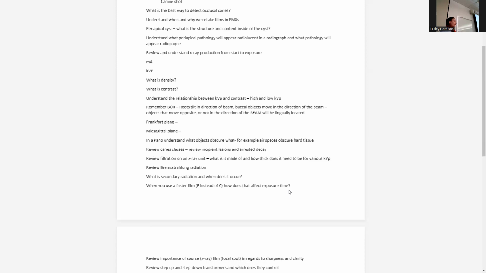If it's F, it's faster. And if it's faster, it requires less radiation. So you can dial it down. As the years went on before they went to digital, they got these faster, more sensitive films that required less radiation. That became a moot point because now we have digital, and that's even less radiation. But the main thing is exposure time can be less.